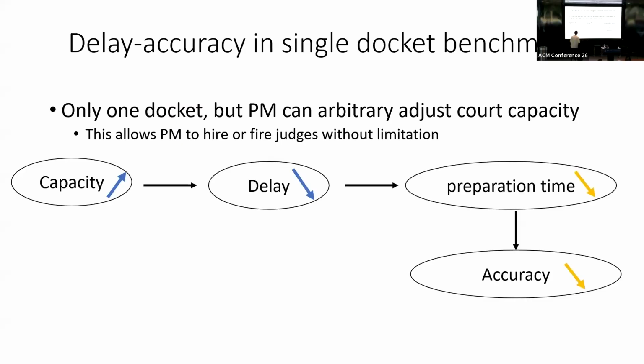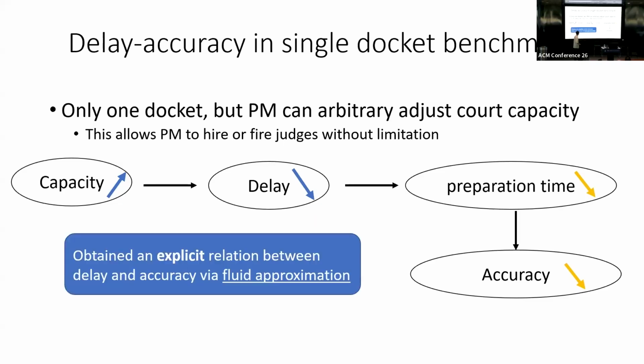Let's imagine the policymaker tries to make the calls faster. It will reduce the delay, but it also reduces the preparation time available for lawyers, which means accuracy will be reduced. So intuitively, there will be a trade-off between delay and accuracy, and we formalize this intuition by obtaining an explicit relationship between delay and accuracy via fluid approximation. This is mathematics, so I'll skip it here.